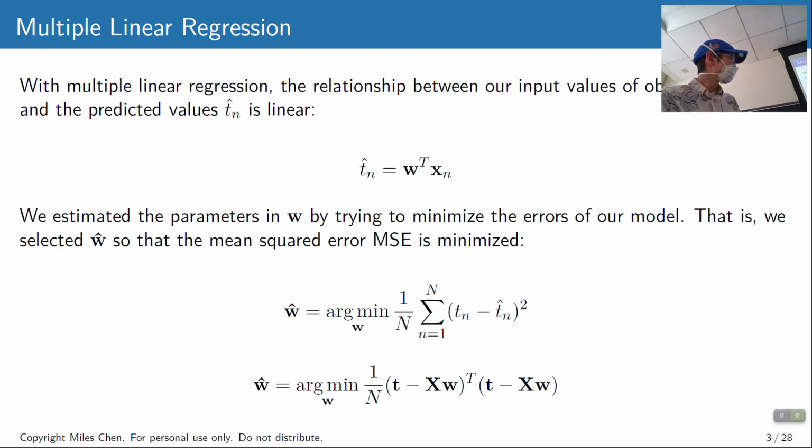Anyway, the way we figure out what W hat should be is we need the W hats that minimize the mean squared error, the difference between the actual value and the predicted value. This mean squared error can be calculated as T minus XW, transpose, T minus XW, and we want to find the W's that minimize this total value. That's going to be our W hats. We're comfortable with this argmin over W notation: it just means find the W's so that this quantity is minimized.